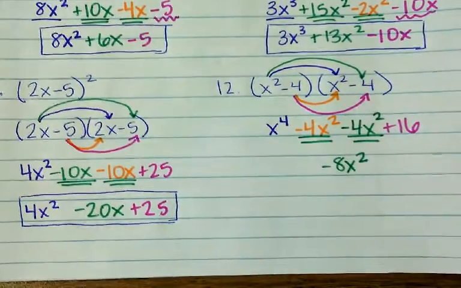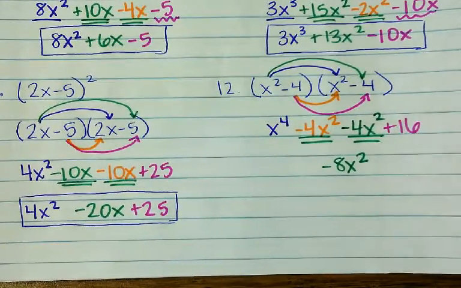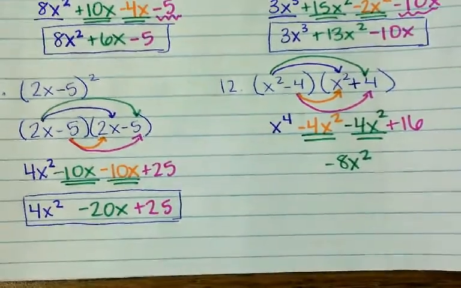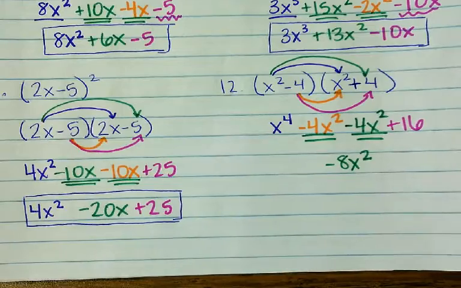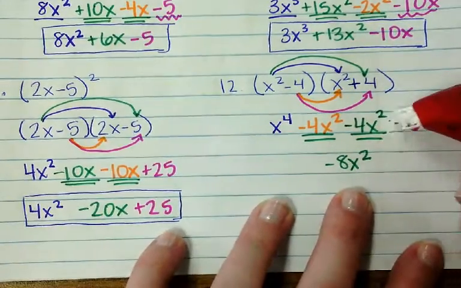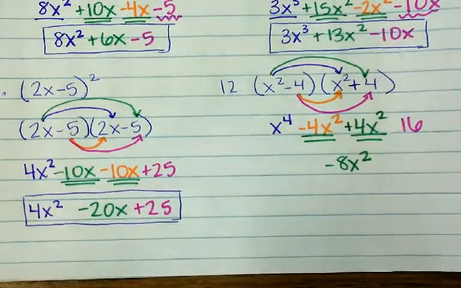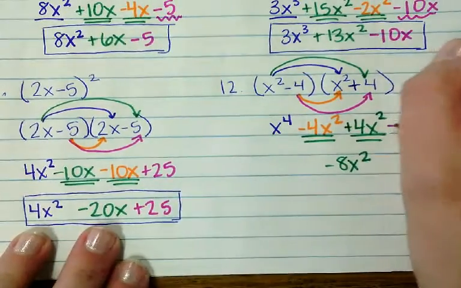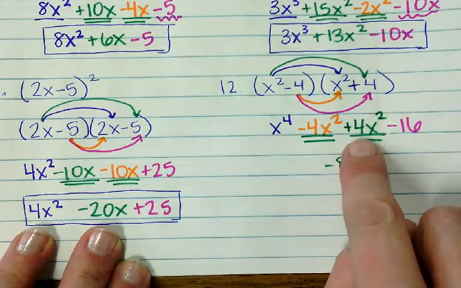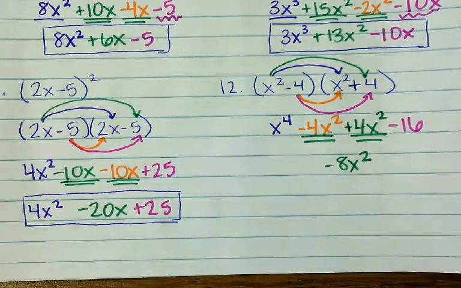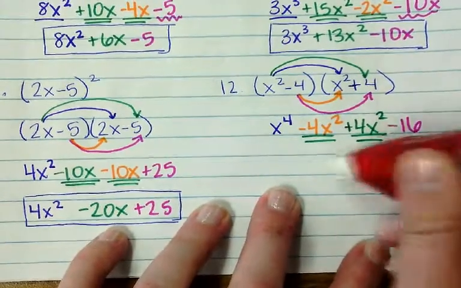Oh, no. You know what this was supposed to be, guys? I did the problem wrong. This was supposed to be a plus. Dang it. That's okay. All right. You guys bear with me for just a second. So that was supposed to be a plus. And this changes it a little bit because it makes one of my 4x squareds positive and one of them negative. And it makes my 16 a negative as well. I'm sorry, guys.